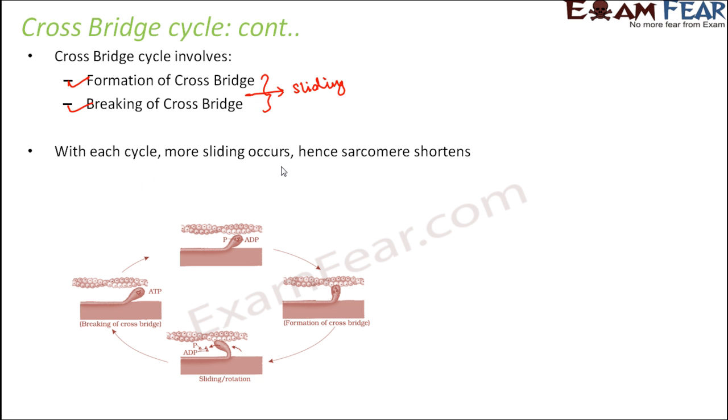Now with each cycle, more sliding occurs, hence the sarcomere shortens gradually. Now this cycle continues till calcium ions are pumped back to the sarcoplasmic reticulum. So once the calcium ions are pumped back into the sarcoplasmic reticulum, the cross-bridge cycle will stop. Now as soon as the cross-bridge cycle stops, what will happen?